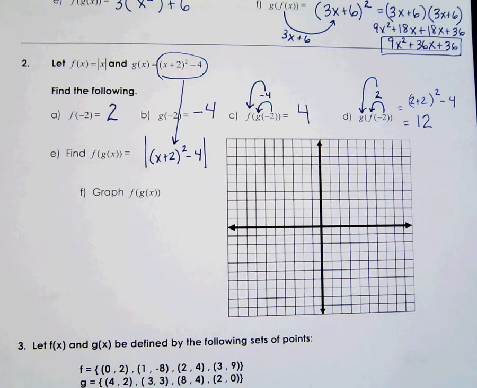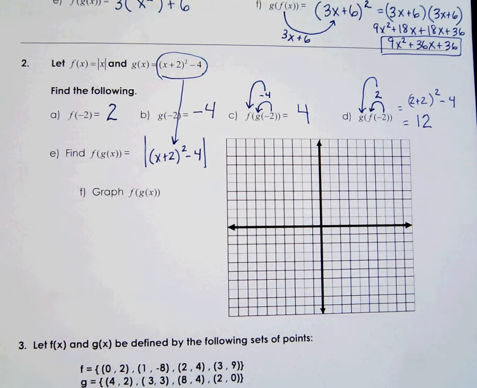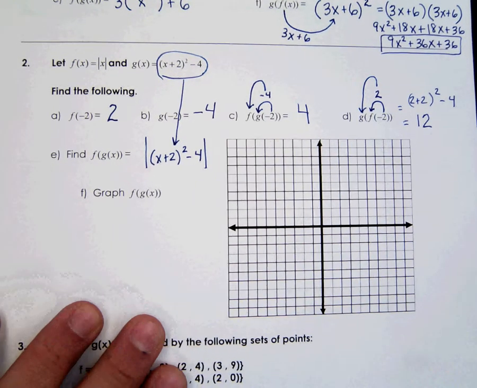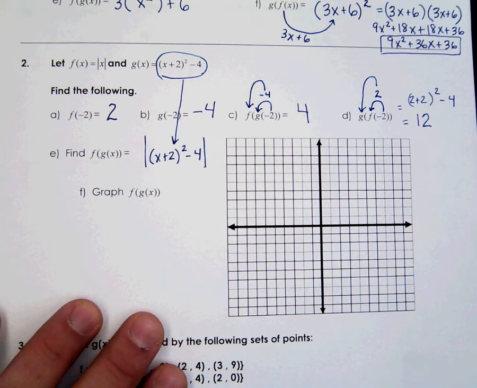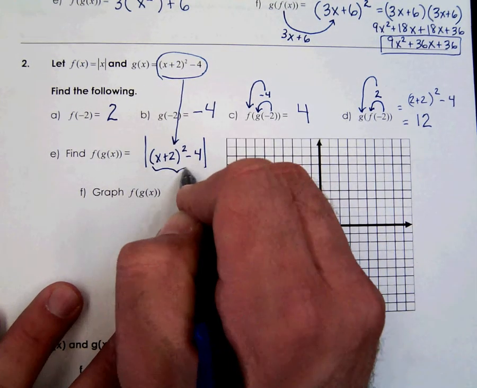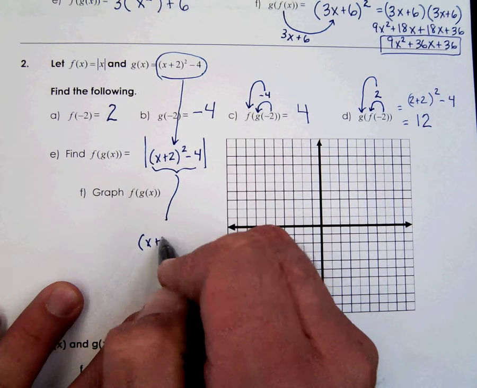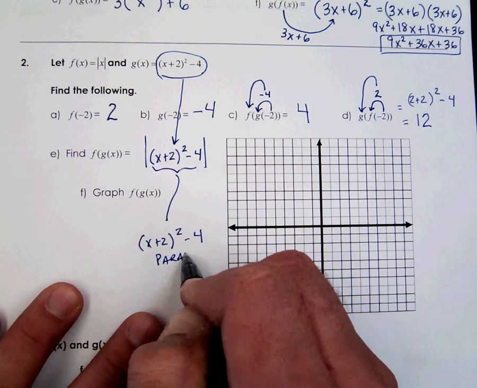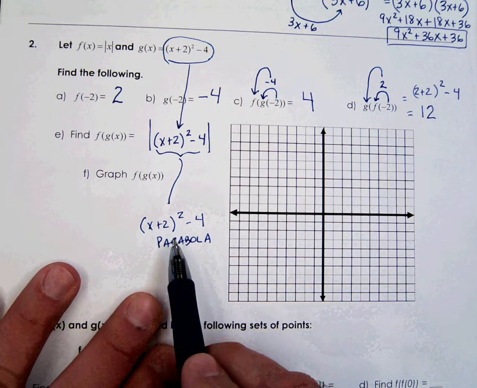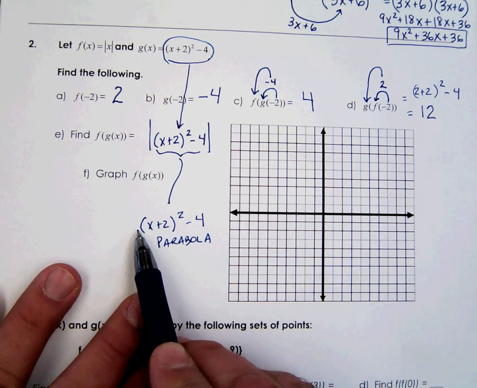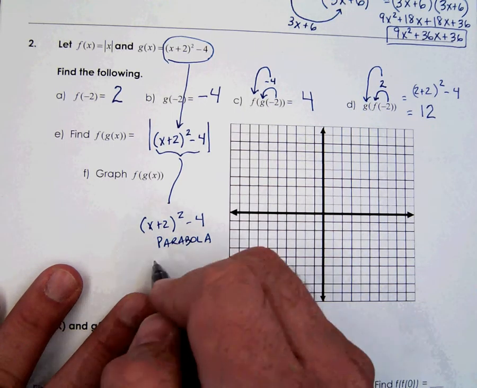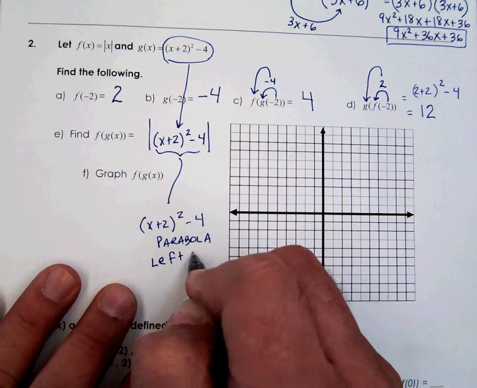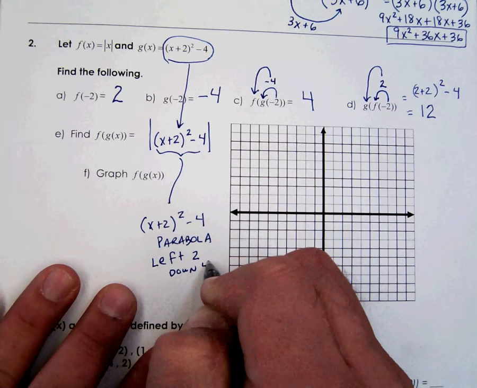The f of x is the outer shell of the M&M, and the g of x is the chocolate on the inside. All types of analogies I've tried to present to you in order to try to make this make some sense for you. Next, to graph this without a calculator, let's just graph the inner function, (x plus 2) squared minus 4. That's going to be a parabola. That parabola has no reflection, no negative in front. It has no dilation. There's no multiplier in front. It's simply left 2 and down 4.